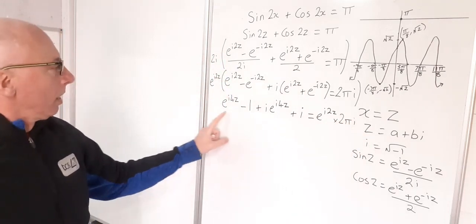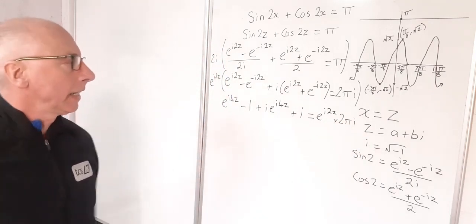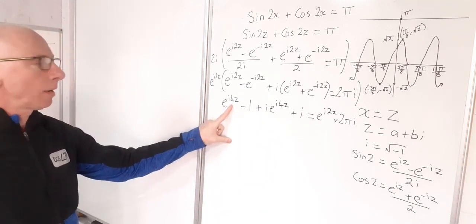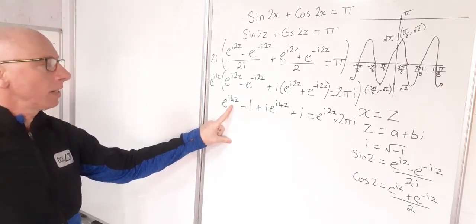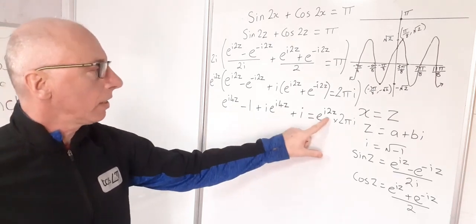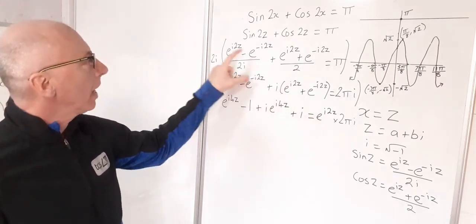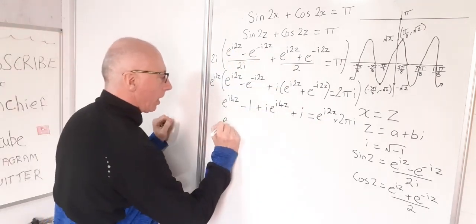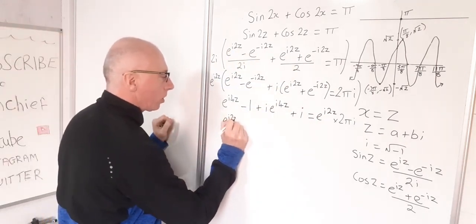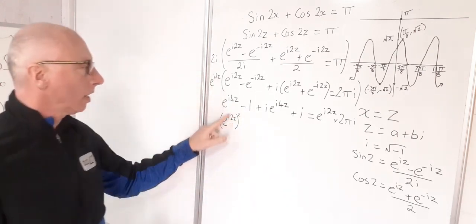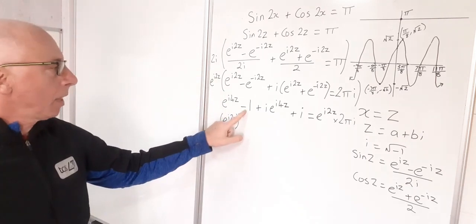Okay, now what we got here. So I've got e to the i4z. Now I could rewrite that as e to the i2z and then square it. Then I've got all e to the i2z's again as I had to start with. So let's do that. So now I've got e to the i2z squared. So that's going to give us the same as that. The minus 1 can stay.